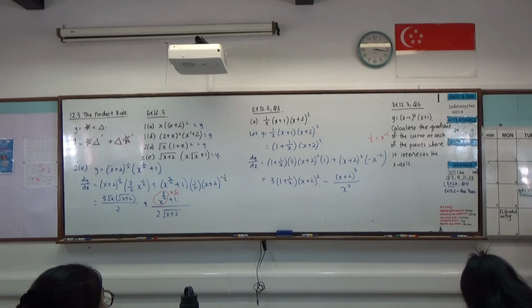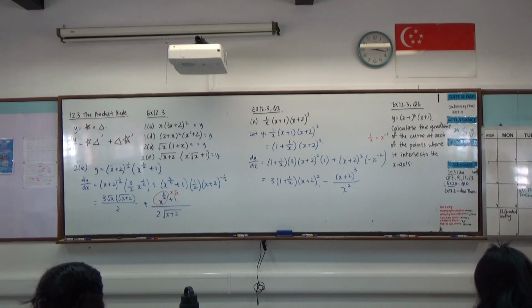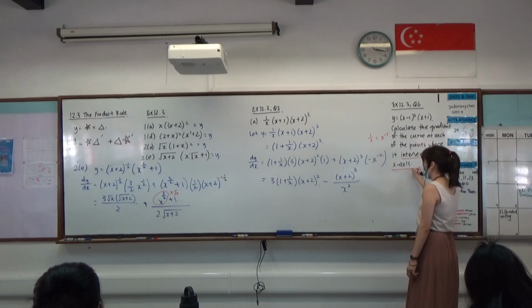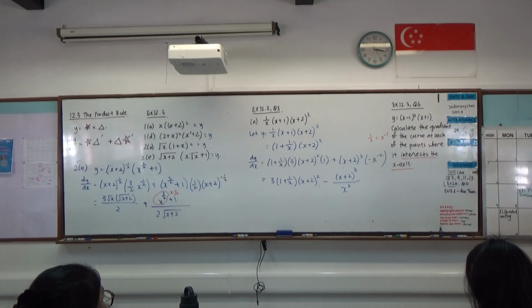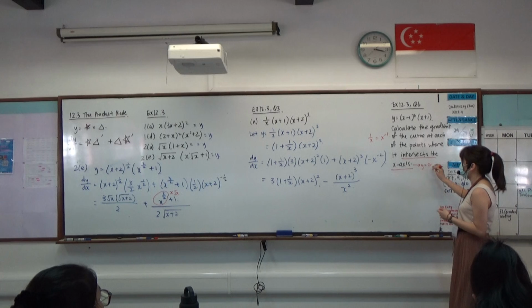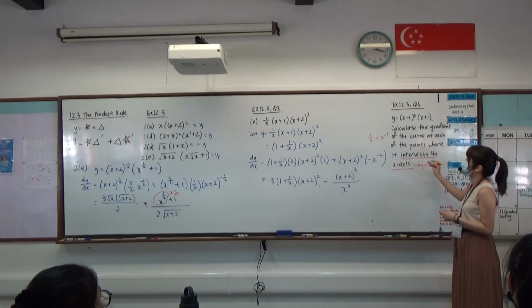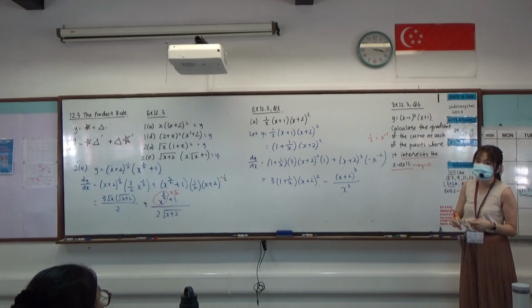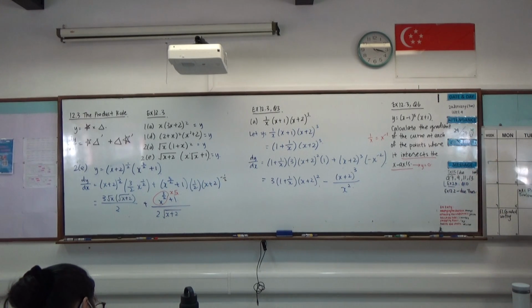Okay, next we look at question 6. So we have this equation of the curve. We want to calculate the gradient of the curve at each of the points where it intersects the x-axis. So when we look at intersection with the x-axis, what does this link us up with? What can we imply from here? When a curve intersects the x-axis, y will be equals to 0, right? So we will look at the points where y equals to 0. Then we can find out the x coordinate, and then we will be able to find the gradient. Could I give you about 5 minutes to work on this question?